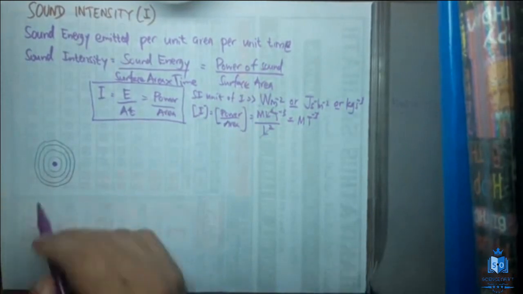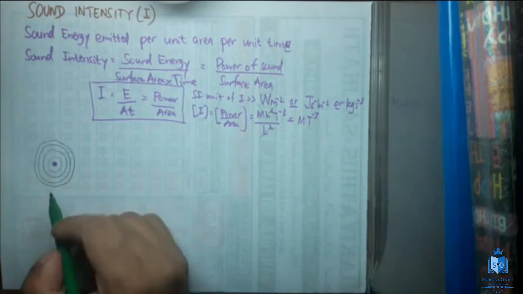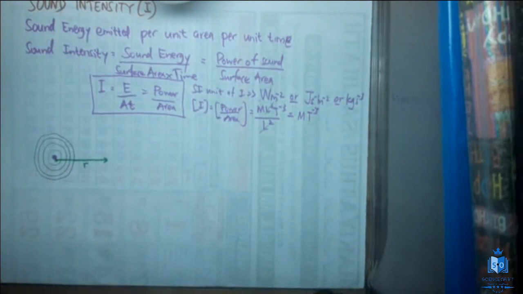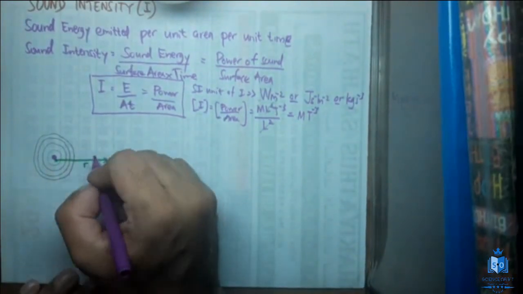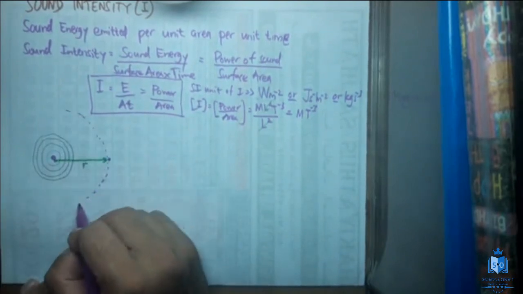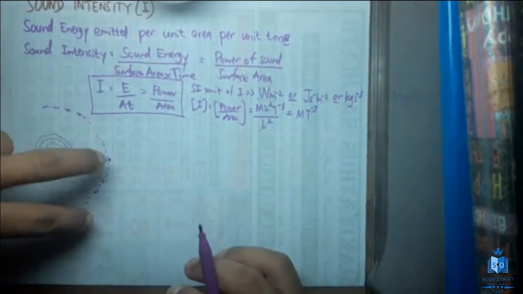From that particular sound source, when you take a particular distance r, let's say there's a point. Up to that point you can draw a sphere, a spherical surface. You can just draw a spherical surface like this. I have not drawn the entire one, but you get the idea, right? You can draw a spherical surface like that.